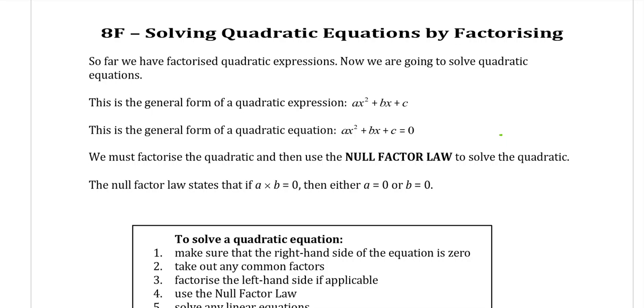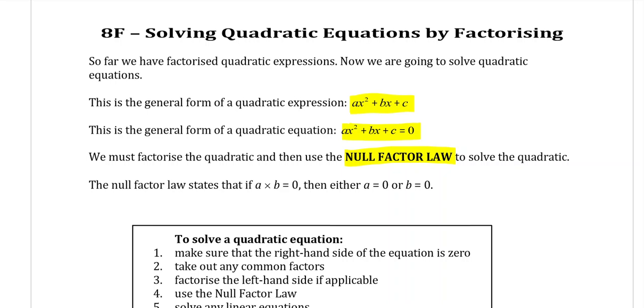This is the general form of a quadratic expression, and it would be in the form ax squared plus bx plus c, where the a, b and c would be numbers. This is the general form of a quadratic equation. The only difference is to make an equation, we are making it equal to 0. So in order to solve these equations, we're going to factorise using the different techniques that we have learnt, and then we're going to use what is called null factor law to solve the quadratic equation.